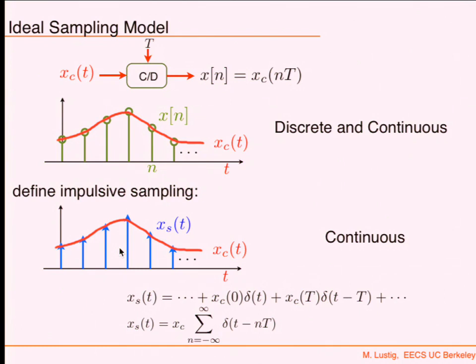What other class teaches impulse functions? 20, 16. What else? Most math classes teach delta functions. 126, 118? What is 118? Okay, Fourier analysis. Okay.